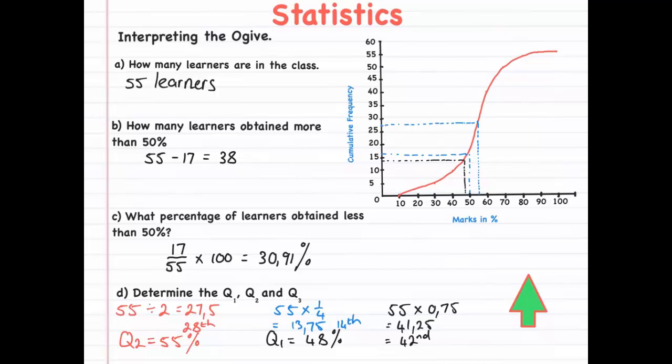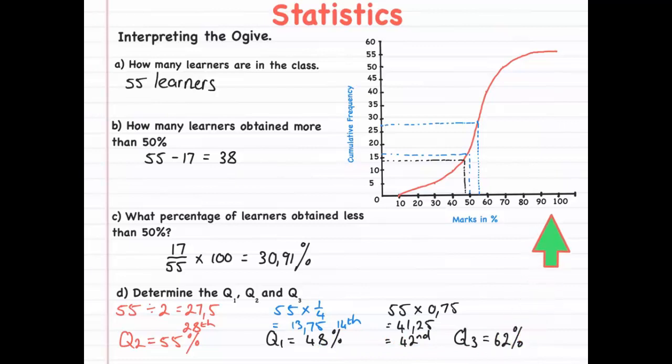So if we go to 42, that is around there, and then we go to the right, and then we go all the way down, and it looks like 62%. So I'm not going to draw this one in now. You can use your ruler if you tried this at home. So that basically means that our third or upper quartile is equal to 62%. And that is all three values. So we've got our median, which is 55%, our lower quartile 48%, and our upper quartile 62%.